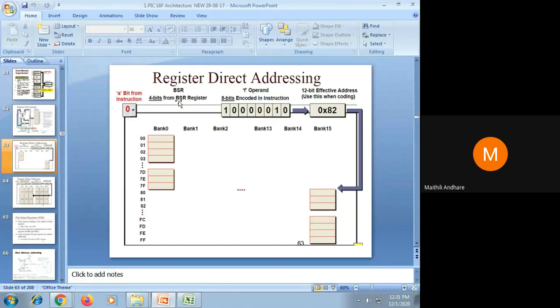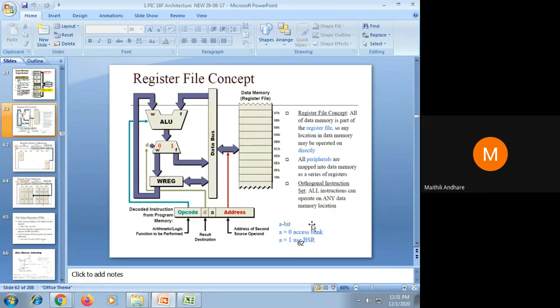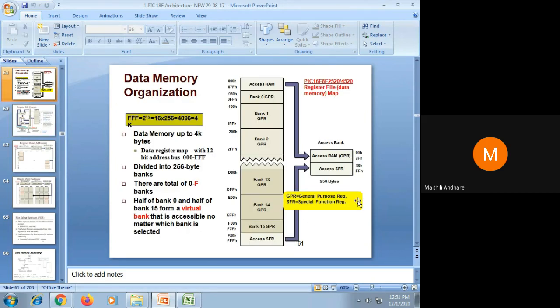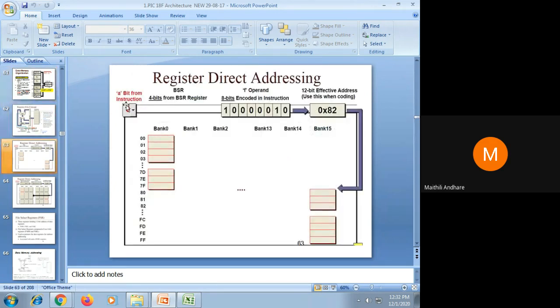But the thing is, we are not bothering about the bank select register. So when a is equal to 0, we will be accessing only the access bank. And you just see carefully, the access bank is a combination of bank 0 and bank 15. Okay, so here in this case, as a is equal to 0, the only option is I can access this bank 0 part, or I can access the bank 15 part. Okay, so here 82 is the location given, so that's why it is showing that particular location, irrespective of other banks, irrespective of the BSR.